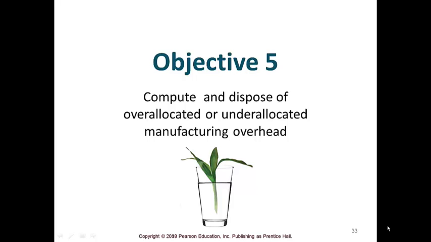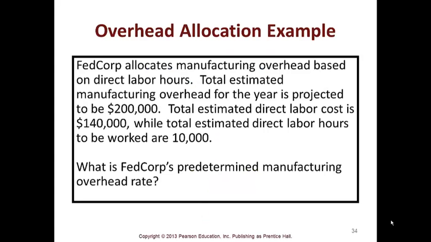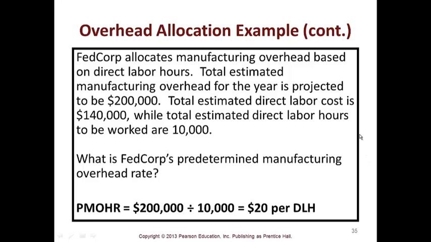Objective 5 is compute and dispose of over-allocated or under-allocated manufacturing overhead. So this is what happens when you're not right, because nobody's perfect. No allocation or estimate is perfect. So let's talk about FedCorp. This is just an example where they give you the projected manufacturing overhead to be $200,000 and the estimated direct labor is $140,000. What is FedCorp's predetermined manufacturing overhead rate? So here you take the $200,000 divided by the 10,000 is $20 per direct labor hour.